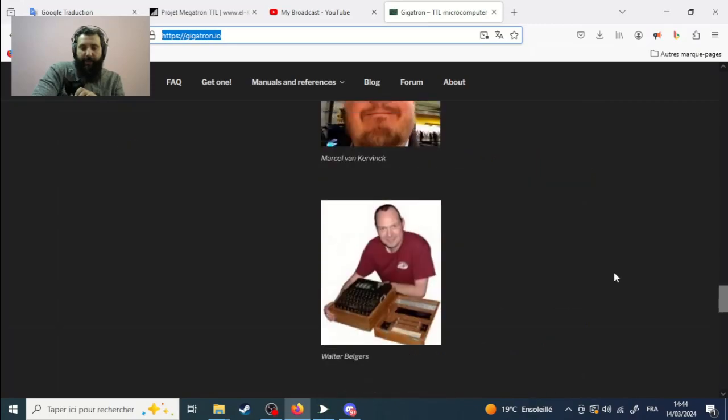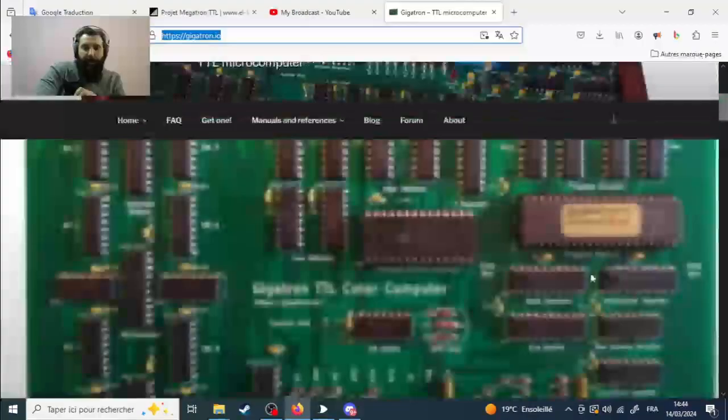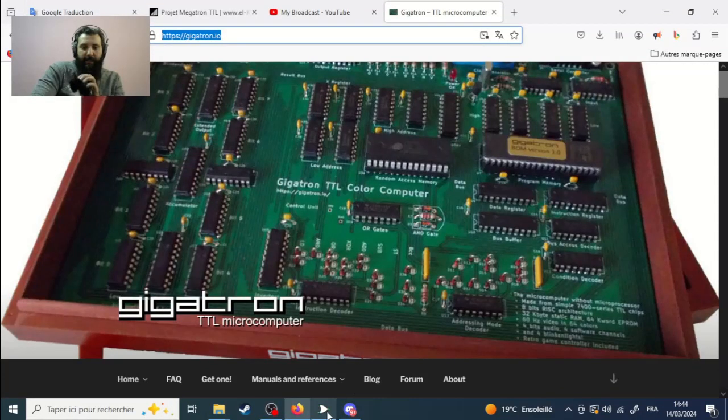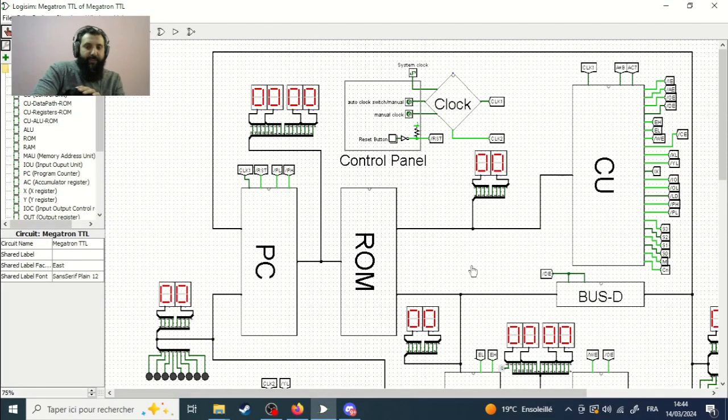Okay, anyway, this is the main website of Gigatron, and we need to understand its architecture. First thing first, Megatron uses RAM and ROM. The ROM is about 65. I don't remember exactly.